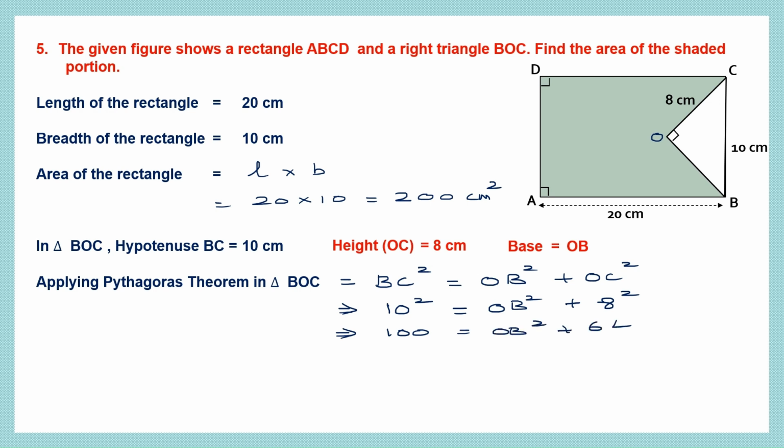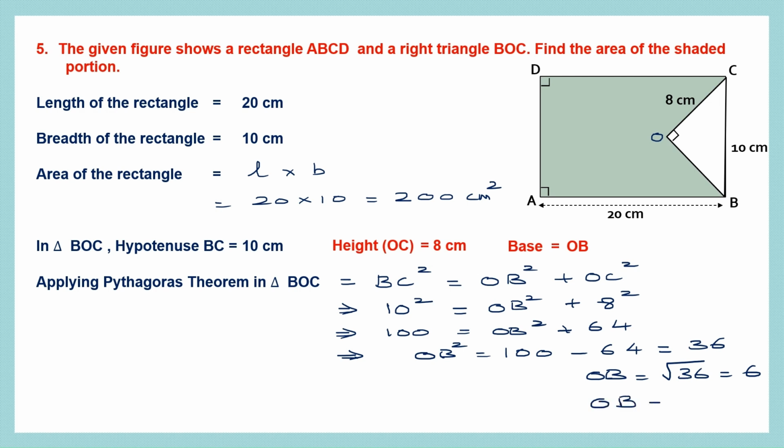So now we can find the value of OB square. We can say that is 100 minus 64. 100 minus 64, which is 36. So OB square is 36. So OB is equal to the square root of 36, which is equal to 6. That means we have found OB, and OB is the base.